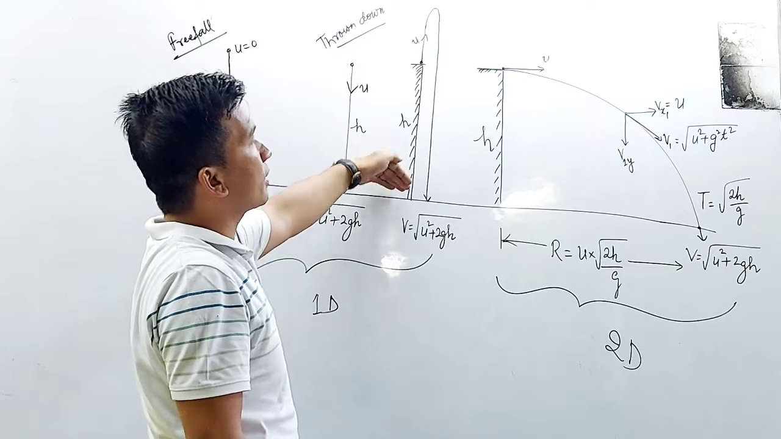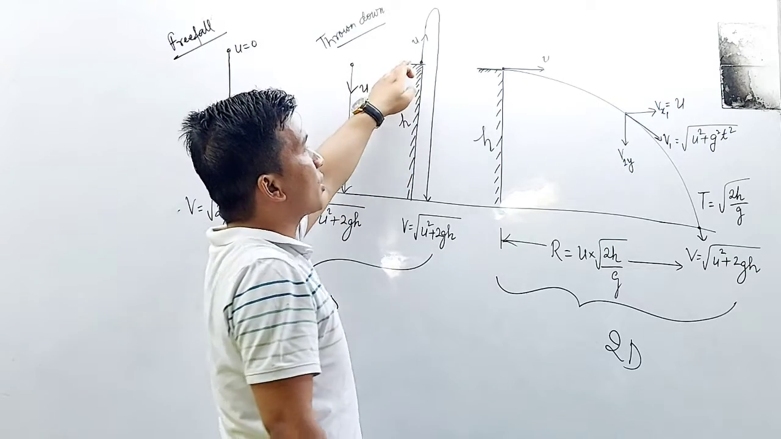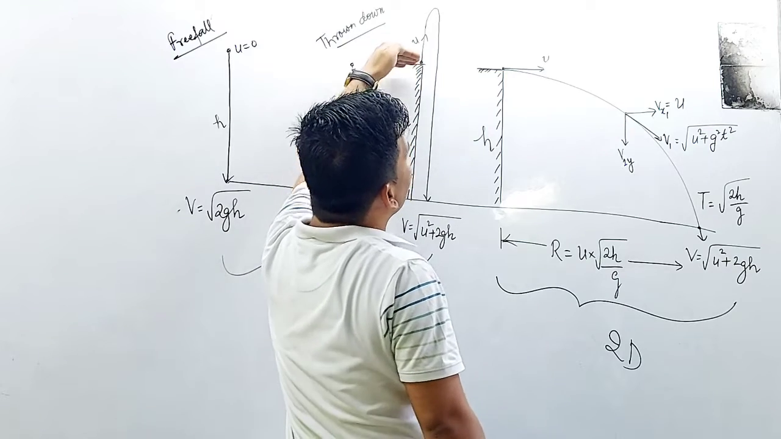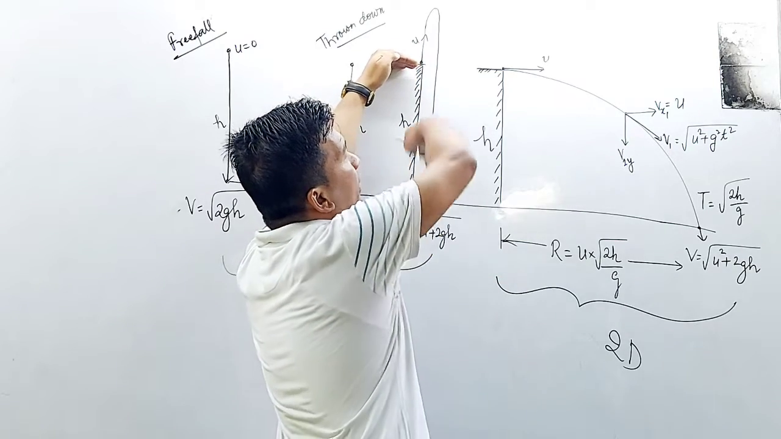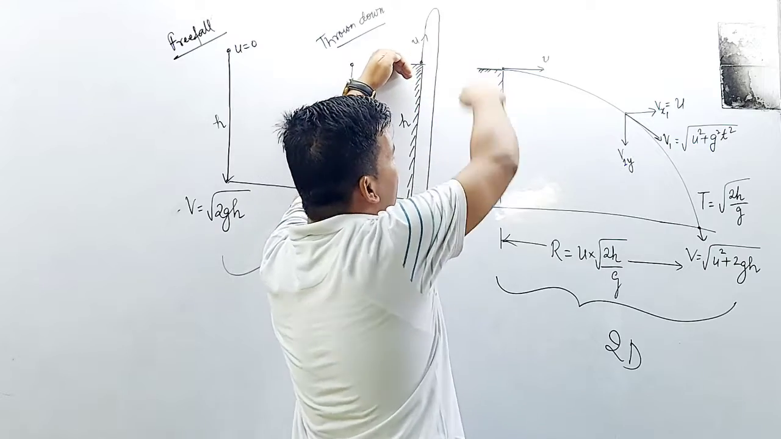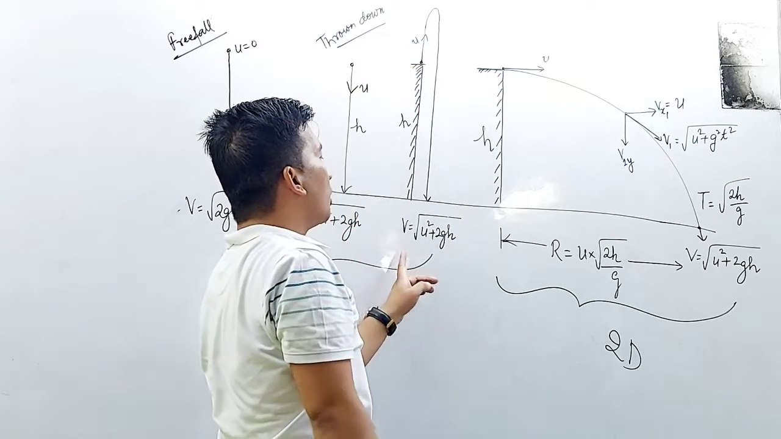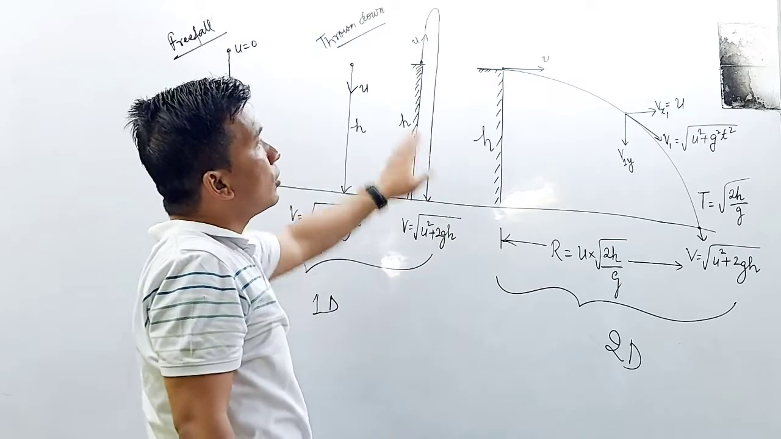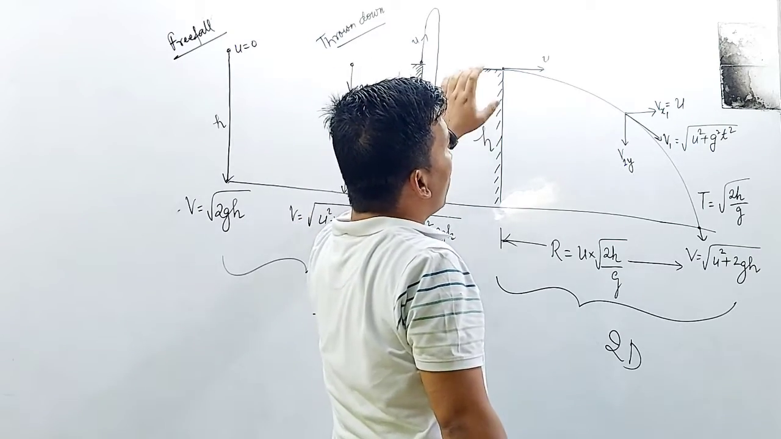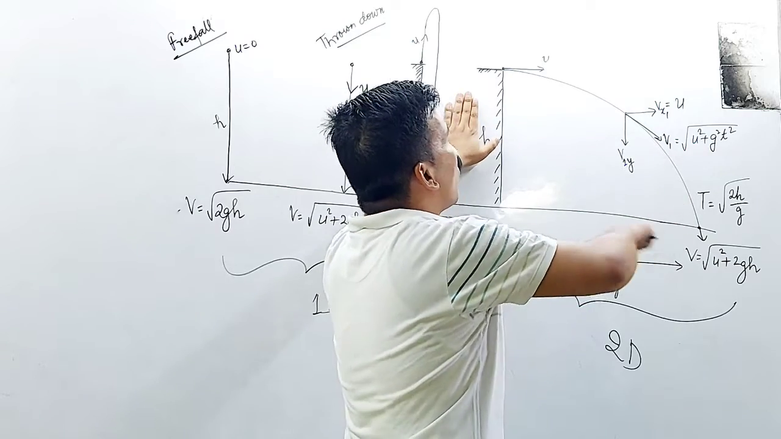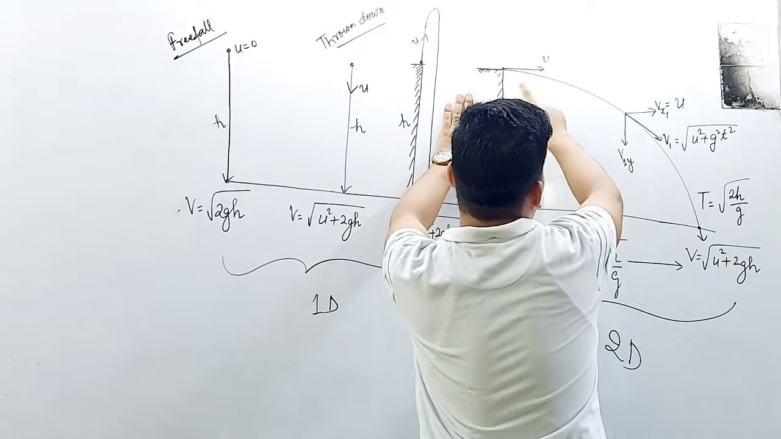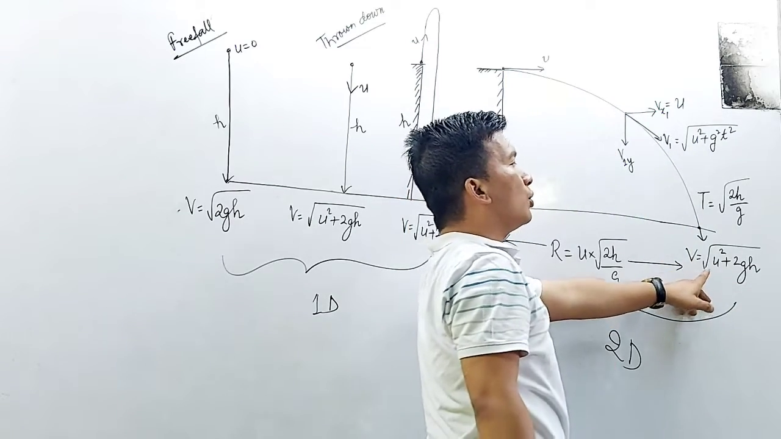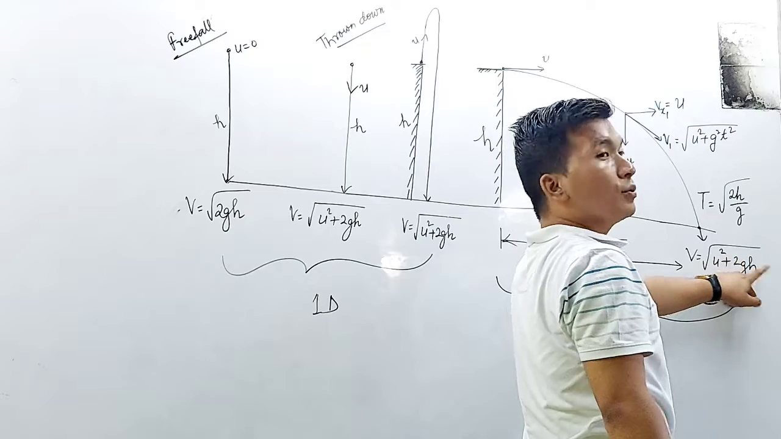Third, if the same object is thrown vertically upward from this height h, it will fall back to the surface of the earth with root over 2gs velocity. Now, from this height h, if any object is thrown horizontally with velocity u, then it will strike the ground with the same expression, that is v equals root over u square plus 2gs.